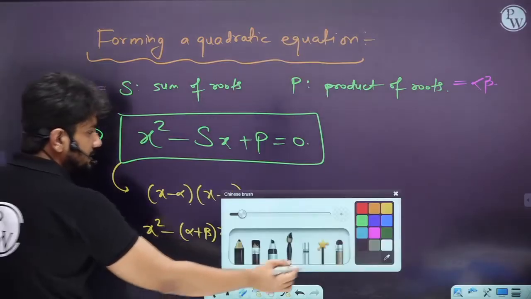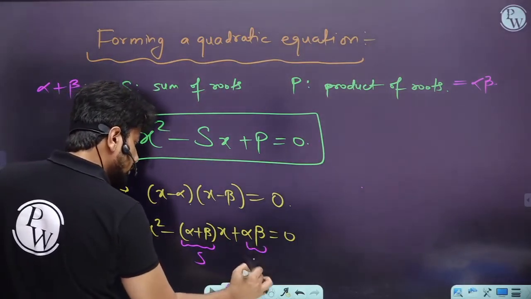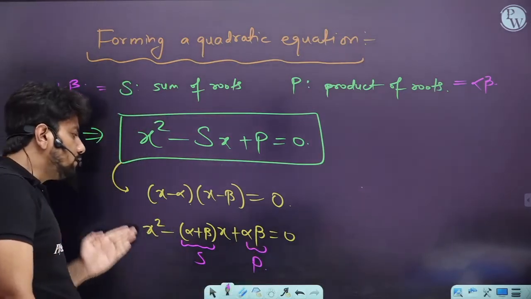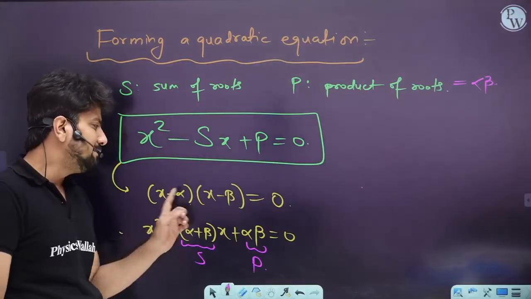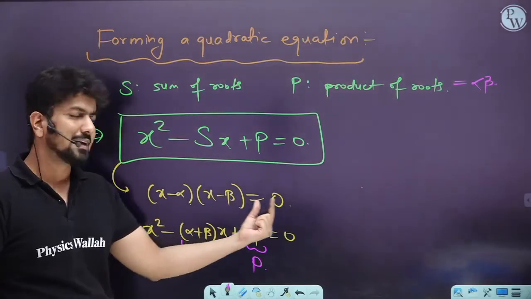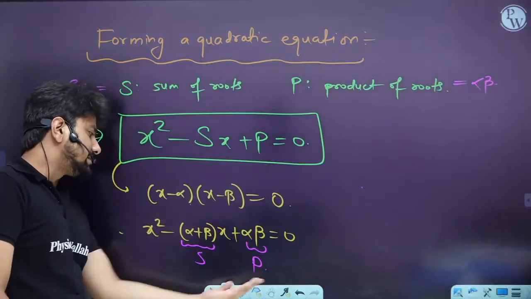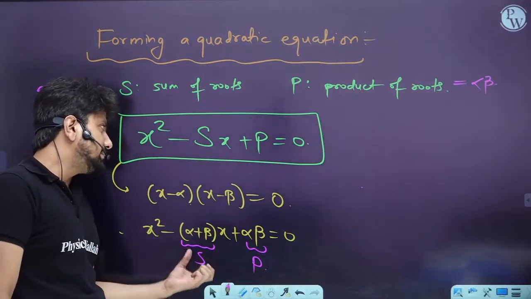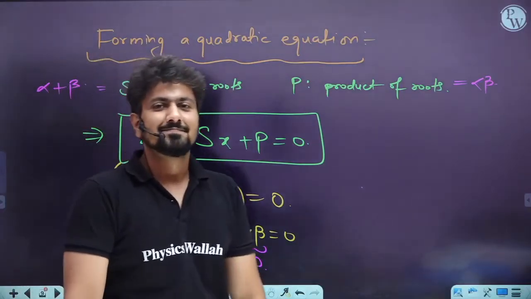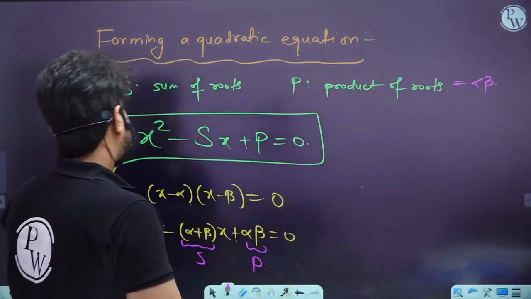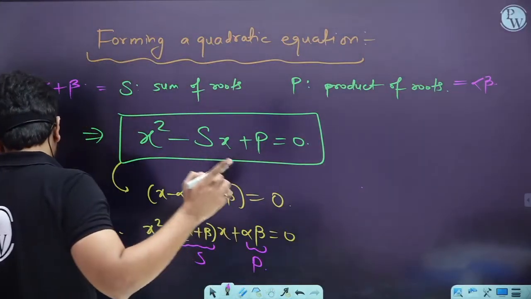And what is this? This is sum of roots. This is what? Product of roots. So its proof is so simple. Just one line proof. If alpha and beta are the roots, x minus alpha into x minus beta is equal to 0. This is the equation. If you multiply these two, this is what we get. Now, what is alpha plus beta? Sum of roots. What is alpha beta? Product of roots. That's it. Okay. So, x square minus sum of roots into x plus product of roots is equal to 0. This is how we form a quadratic equation.